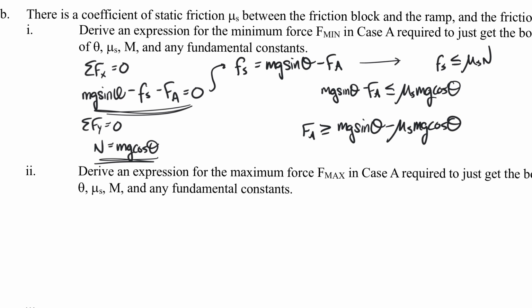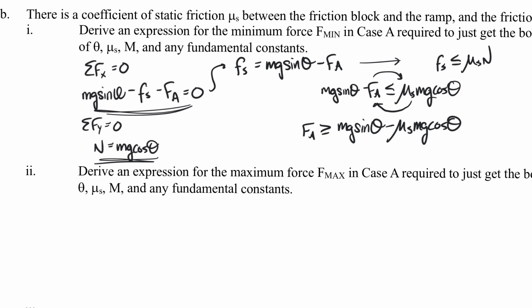Although somebody in 5th period asked, why did I flip the inequality? The truth is I didn't. I just added Fa to both sides, subtracted mu s mg cosine theta from both sides, but then wrote it with Fa on the left. Does that make sense? If not, do it your way. It's just algebra.